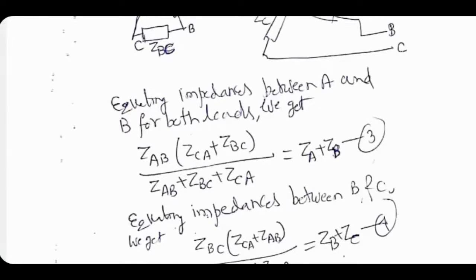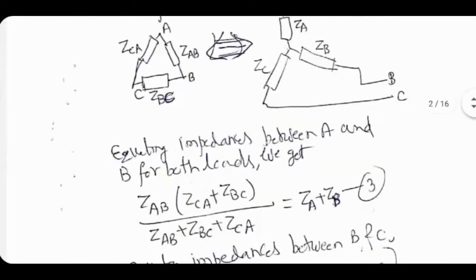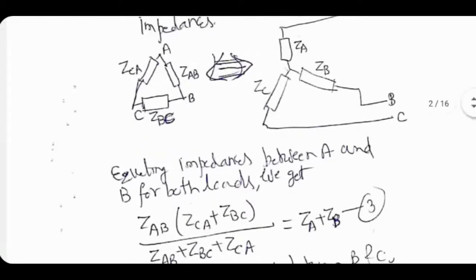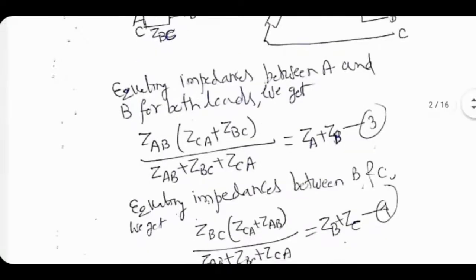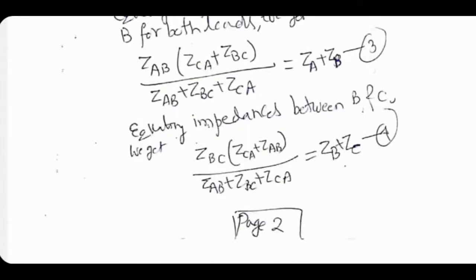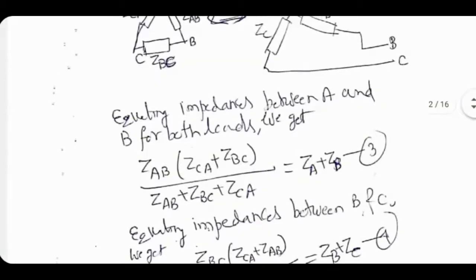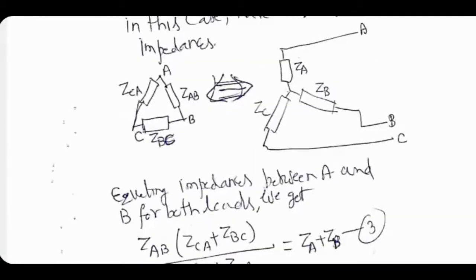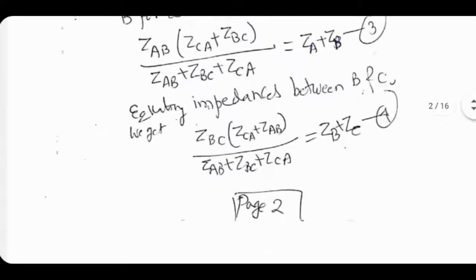Now, between B and C, I will have ZBC in parallel with ZCA plus ZAB for the delta load, right? And for the star load, I will have ZC plus ZB. So that is how I get equation 4.